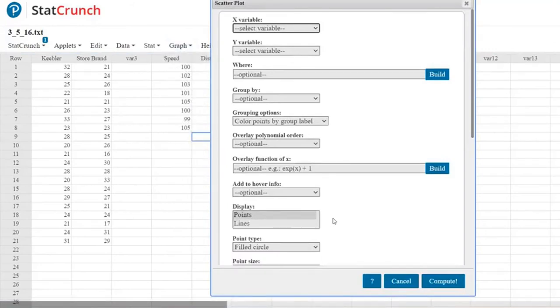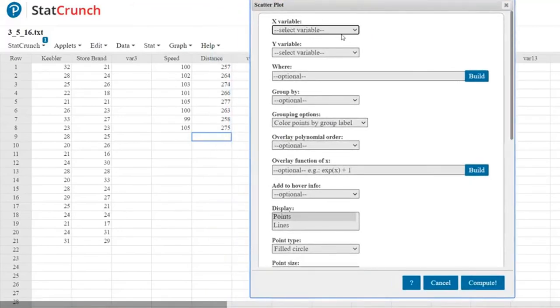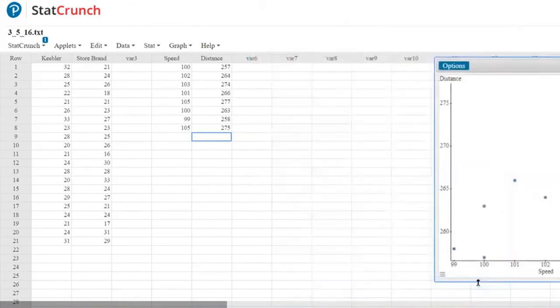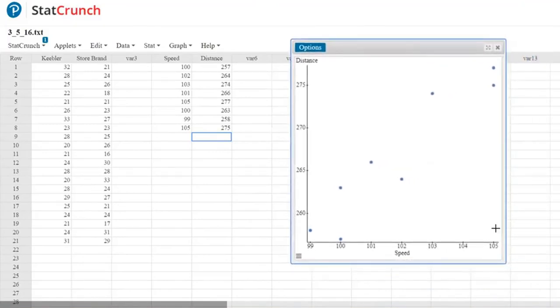I get this window. I then have to tell StatCrunch which column has the X variable. That is the one I called speed. Which column has the Y variable? That is the one I called distance. Incidentally, if the number of values in this column doesn't match the number of values in this column, I'm going to get an error. That's true for the calculator and StatCrunch both. They have to match up because we have to have ordered pairs. Other than that, I'm just ready to compute. So I just say compute, and there I get the scatter plot.